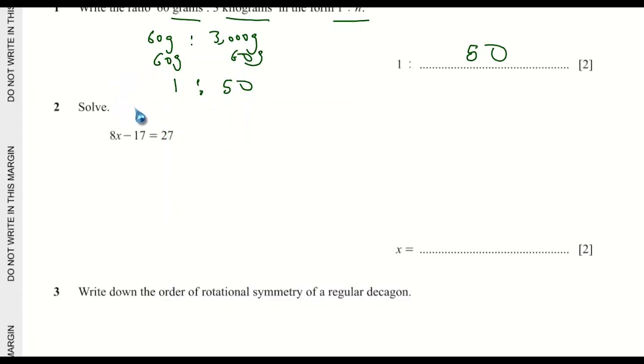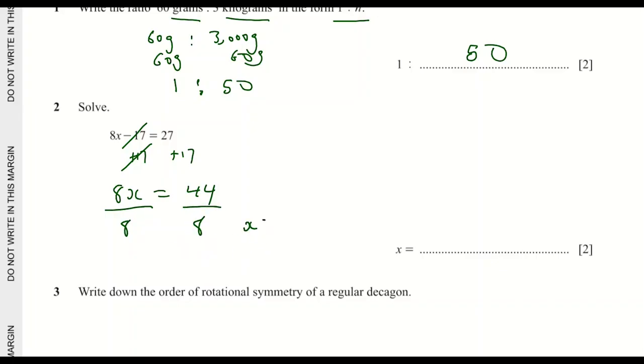Question 2. Solve 8x minus 17 equals 27. We can easily add 17 to both sides, so add 17, add 17. This will eliminate this, so we're left with 8x equals 27 plus 17. That gives 44. So you divide both sides by 8.